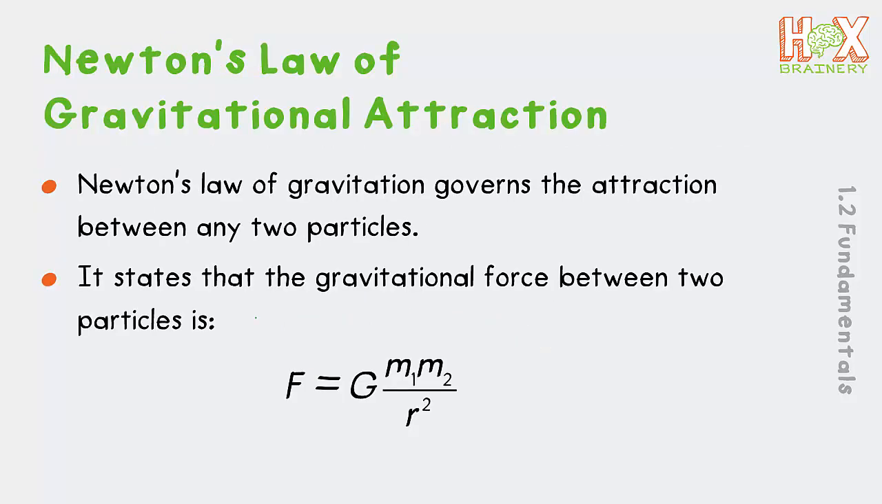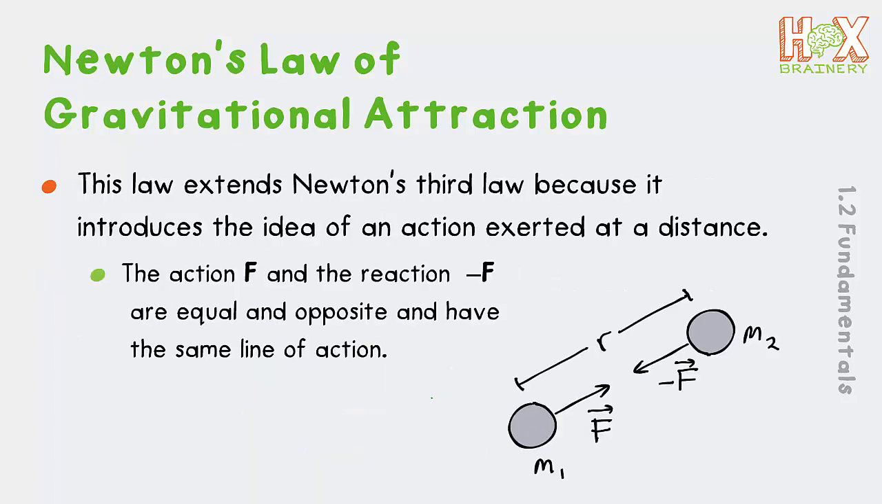Newton's law of gravitation governs the attraction between any two particles. Mathematically, it states that the gravitational force between any two particles is given by this here. F is the magnitude of the force, and it's equal to G times m sub 1, m sub 2, divided by r squared. G is the universal constant of gravitation. m sub 1 and m sub 2 are the masses of the two particles, and r represents the distance between the two particles. This law is basically an extension of Newton's third law because it introduces the idea of an action exerted at a distance when the two bodies are not in physical contact.